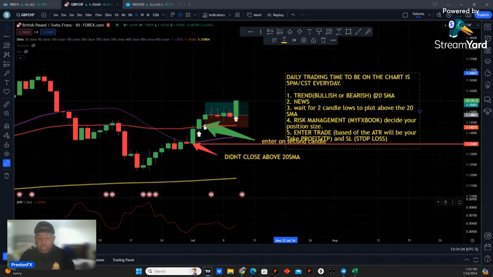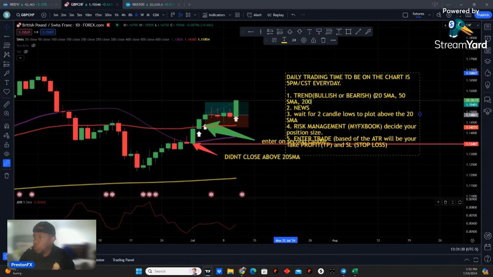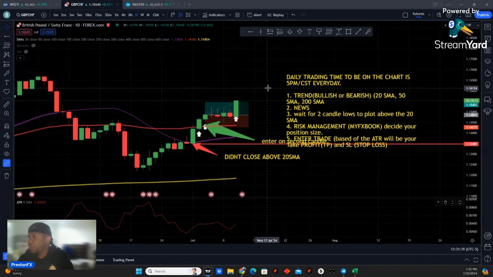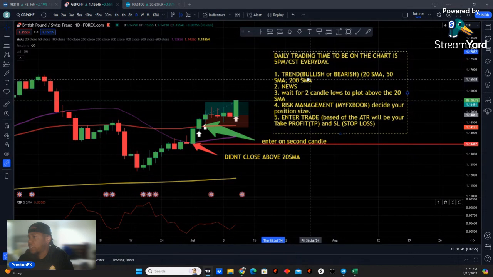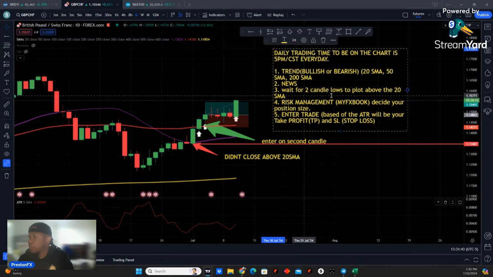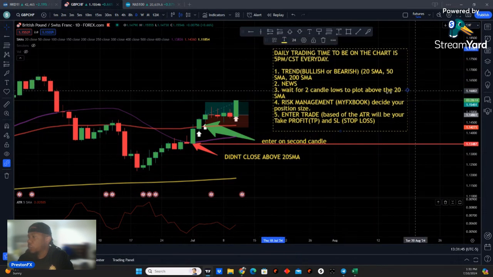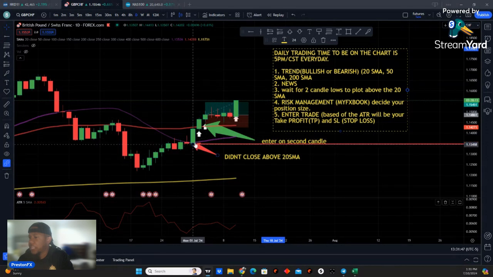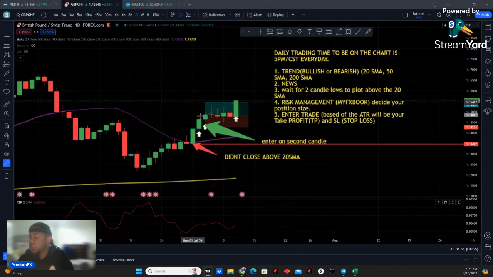20 SMA. You can use the 50 SMA, and you can use the 200 SMA. The 200 is definitely longer term, but I would suggest the 20 or the 50. Wait for the second candle lows to plot above the SMA. Remember, I said this. And let's get rid of this 50 for you so you're not so confused.